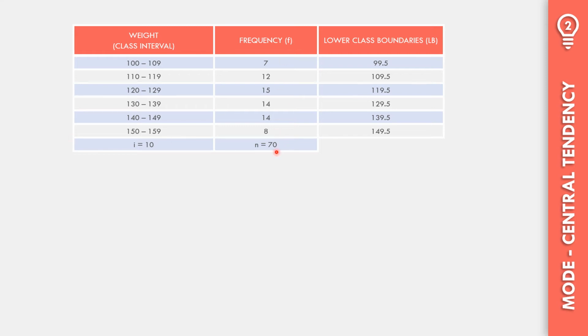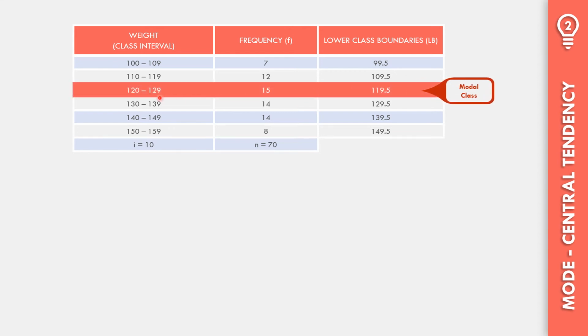Let us identify the highest frequency. So the highest frequency is 15. So it means this is the modal class with the interval 120 to 129 and the lower class boundary is 119.5. Let us solve now for the mode. Mode is equal to LB plus the quantity D sub 1 all over D sub 1 plus D sub 2 times I. The lower class boundary of the modal class is equal to 119.5.